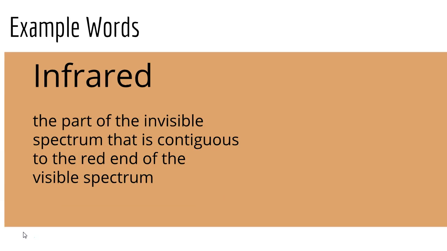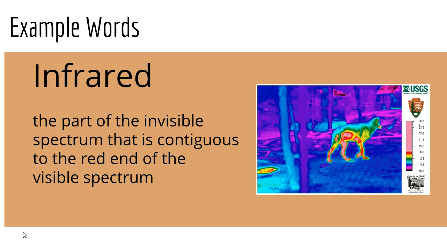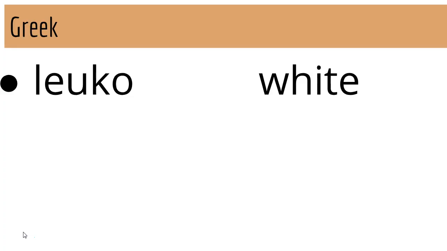Infrared is the part of the visible spectrum of light that is contiguous, means it's attached to the red end of the visual spectrum. You can see this picture. Infrared is going to show like heated up areas, maybe of a body. You can see here it looks like the body of a wolf. The red part is where the blood is flowing through. This is what we can't see with the human eye, but we can see with special infrared lenses.